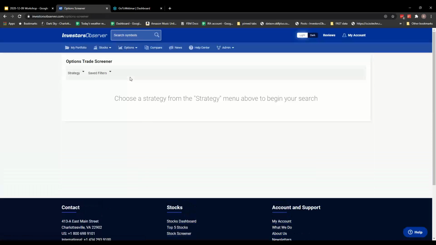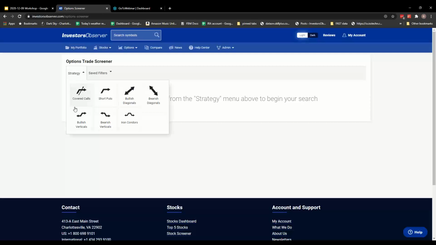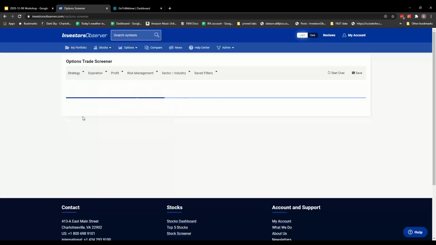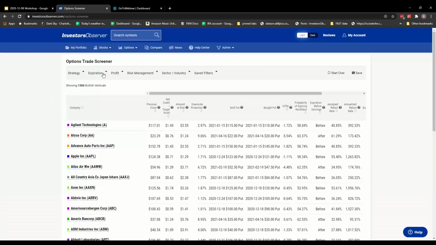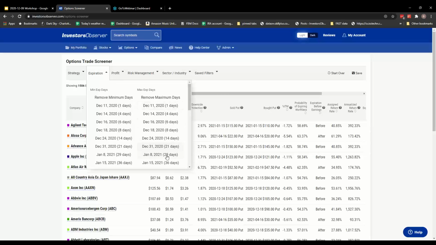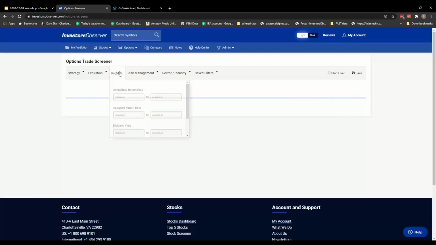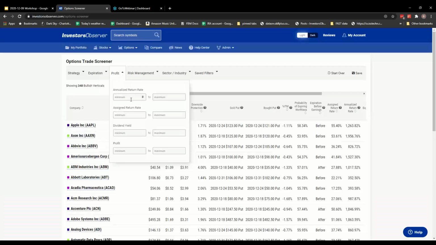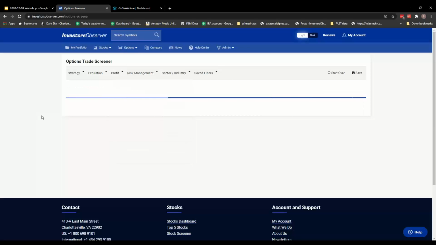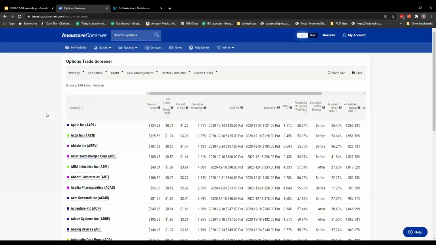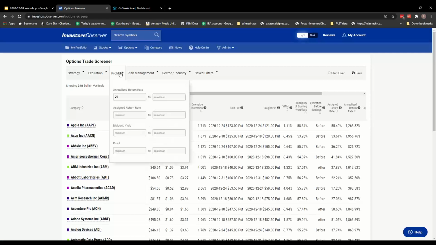Otherwise, we have our options screener, where you pick a strategy, and then you can go through and play with the filters a little bit. I usually don't like trades that are super long. So something about 6 weeks is usually about as far as I look most of the time. Put in some kind of annualized return rate. 20 is low, but it just knocks a few off. If you're doing 6 week trades, you can usually do better than a 20% annualized return.